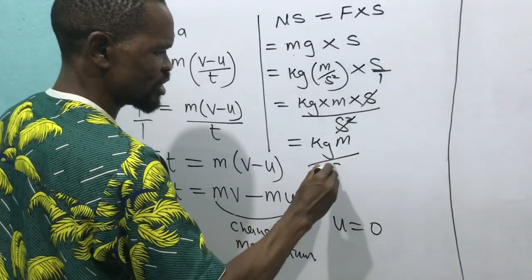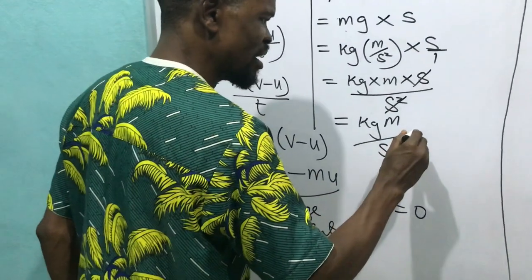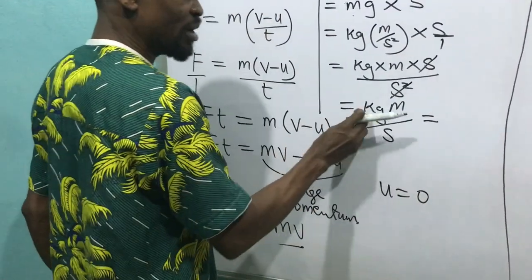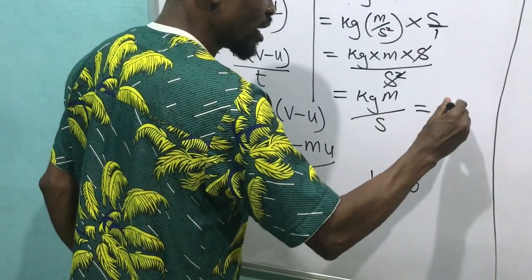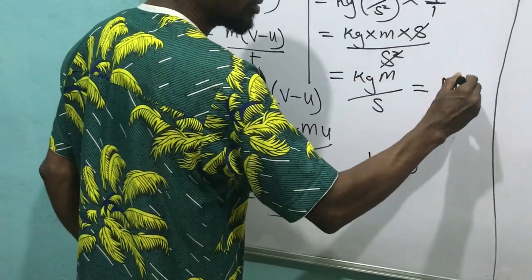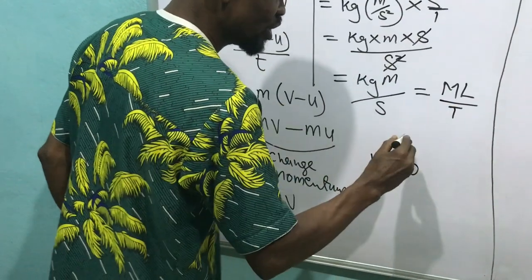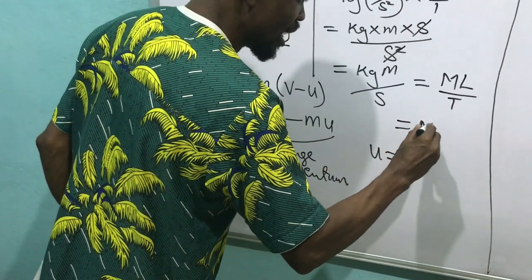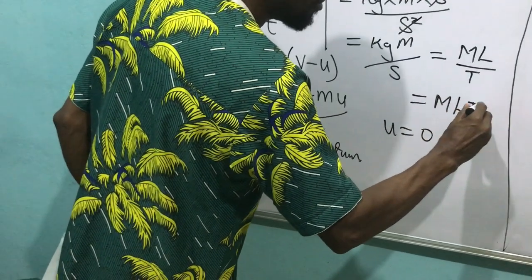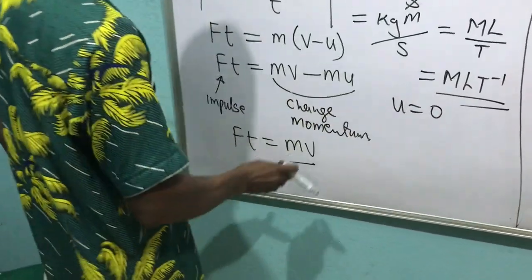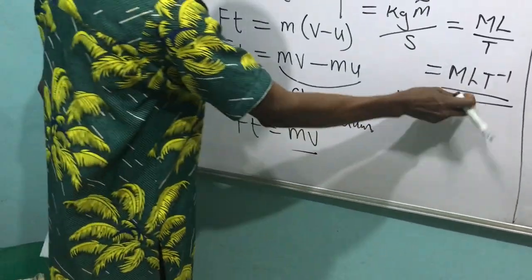Then this can be given as a dimension. The dimension of kilogram is capital M, the dimension of meter is capital L, and the dimension of seconds is T, which can be given as M, L, and T minus 1. This is the dimension of impulse.